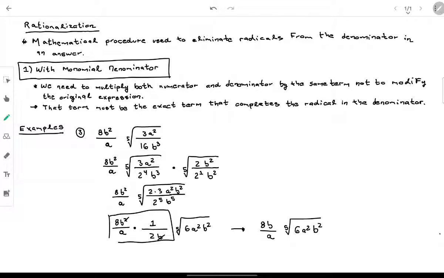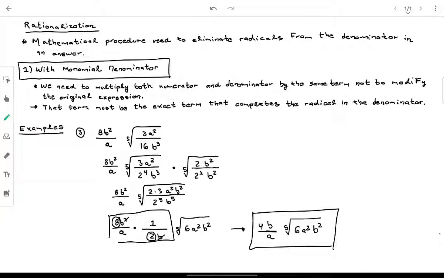b squared. I'm sorry, I forgot, 8 divided by 2 is 4, so it's not 8. This one should be 4b divided by a that multiplies the fifth root of 6a squared b squared, because 8 divided by 2 is 4.